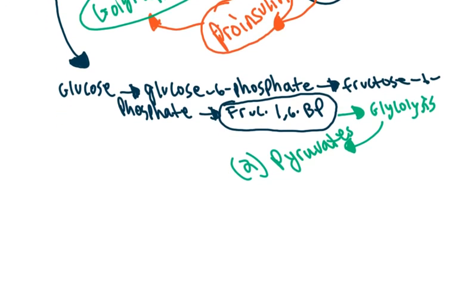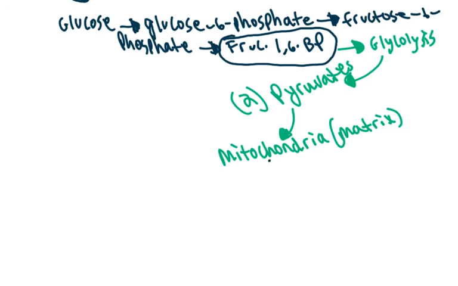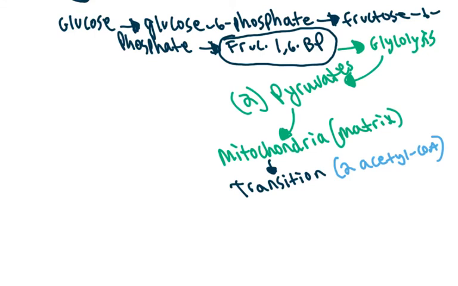Now, what will these 2 pyruvates do? Remember we said they will go to the mitochondria, in particular the matrix of the mitochondria, and we'll have the transition phase. In the transition phase we make the 2 acetyl-CoAs, and we also make 2 NADHs as electron carriers that enter the malate-aspartate shuttle, which we'll talk about in a future video. After the transition phase, we go to the Krebs cycle.